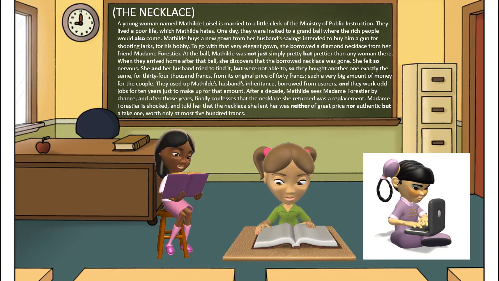They used up Mathilde's husband's inheritance, borrowed from usurers, and they worked odd jobs for 10 years just to make up for that amount. After a decade, Mathilde sees Madame Forestier by chance, and after those years, finally confesses that the necklace she returned was a replacement. Madame Forestier is shocked, and told her that the necklace she lent her was neither of great price nor authentic but a fake one, worth only at most 500 francs.